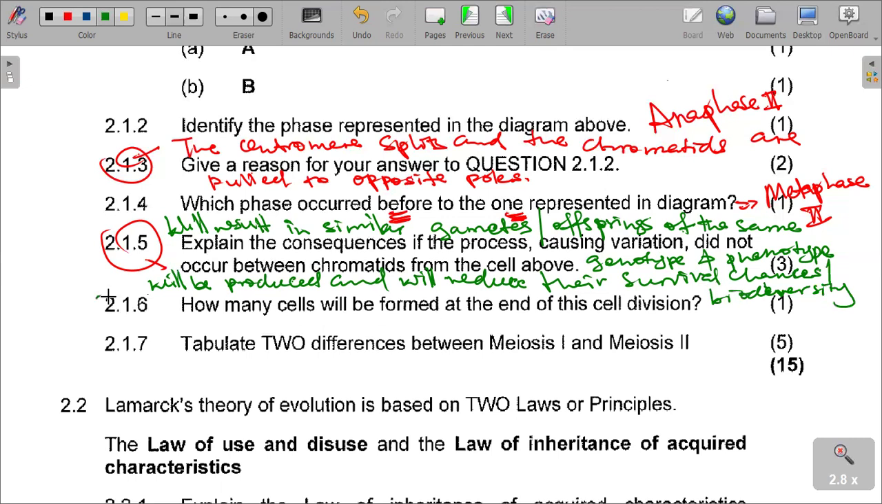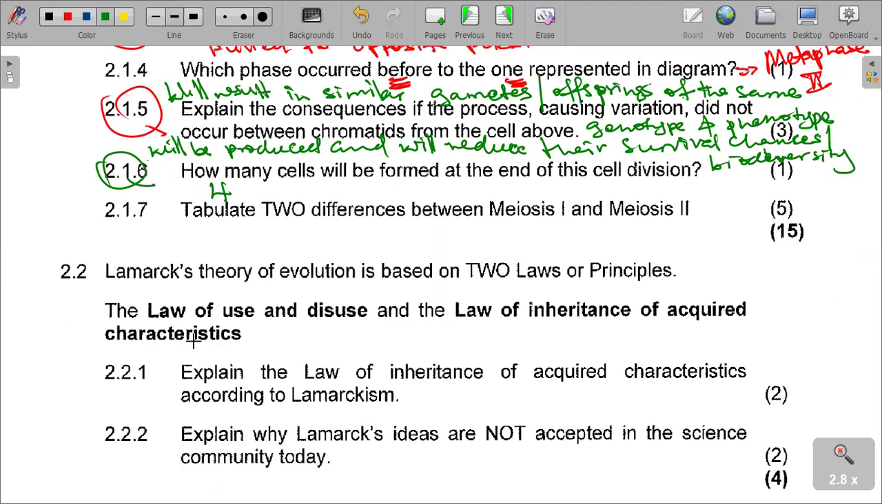It is also reducing biodiversity. And then the next question, 2.16: how many cells will be formed at the end of the cell division? I'm sure that you know that there will be 4 cells that will be formed there.